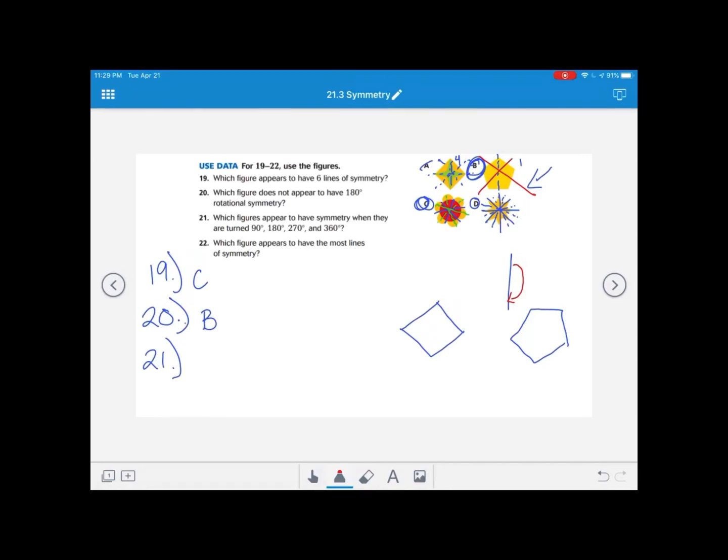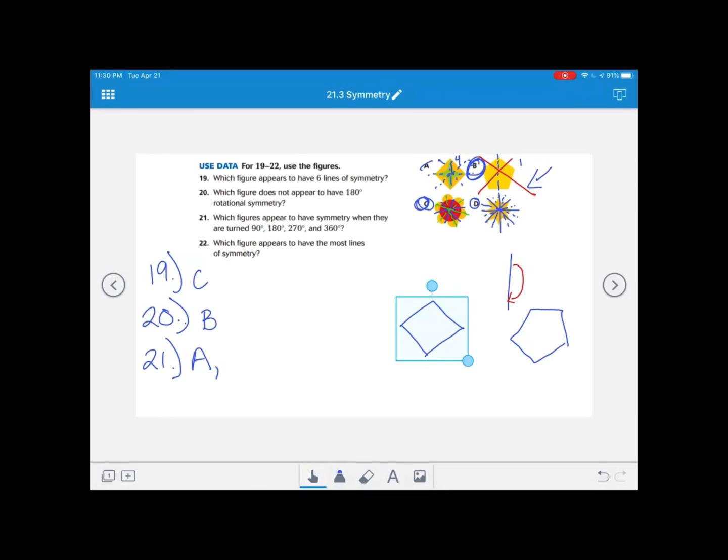So let's take a look at this diamond, because I have it drawn. So we know it can go, let's put it back at the top. So if we flip it 90 degrees, it's still a diamond. 180 degrees, still a diamond. 270 degrees, still a diamond. And back up to 360 degrees, still a diamond. So far A is a good choice. Let's see if C or D could also do that.